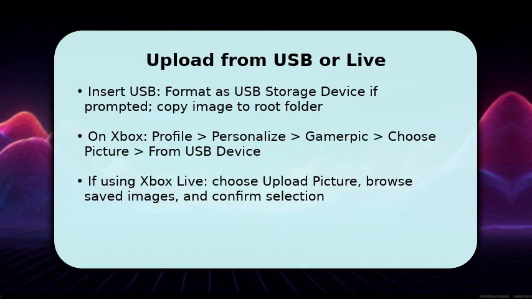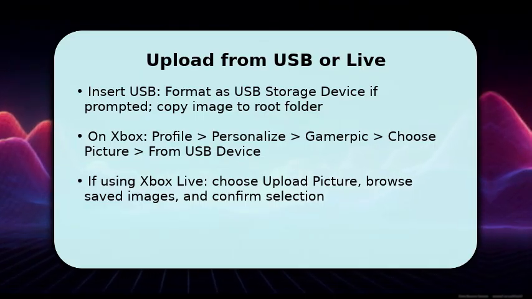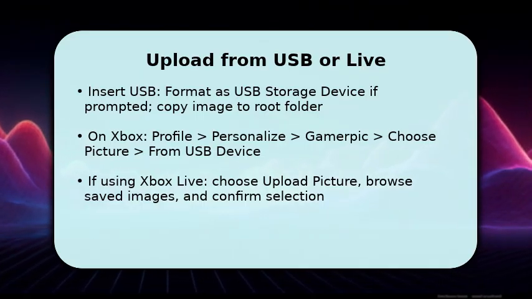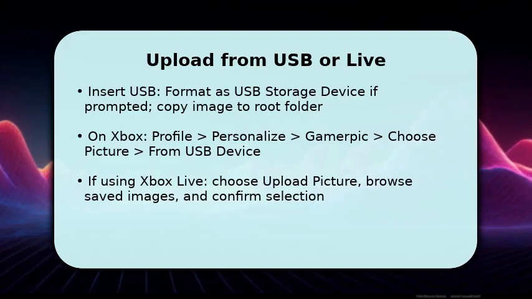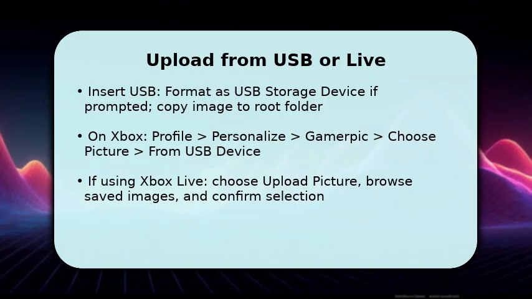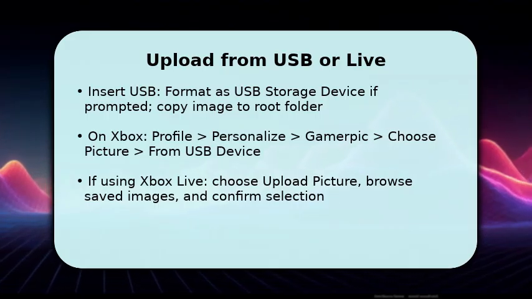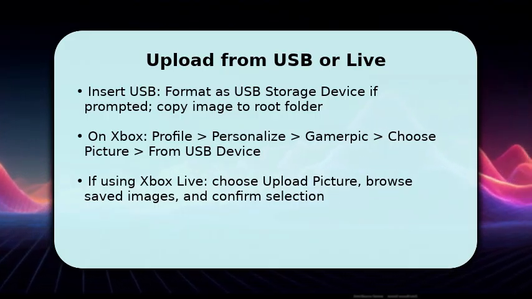Then copy the 256x256 image to the USB root so the console can find it. On the Xbox, navigate Profile, Personalize, Gamerpic, and choose from USB device. Select and crop as needed.